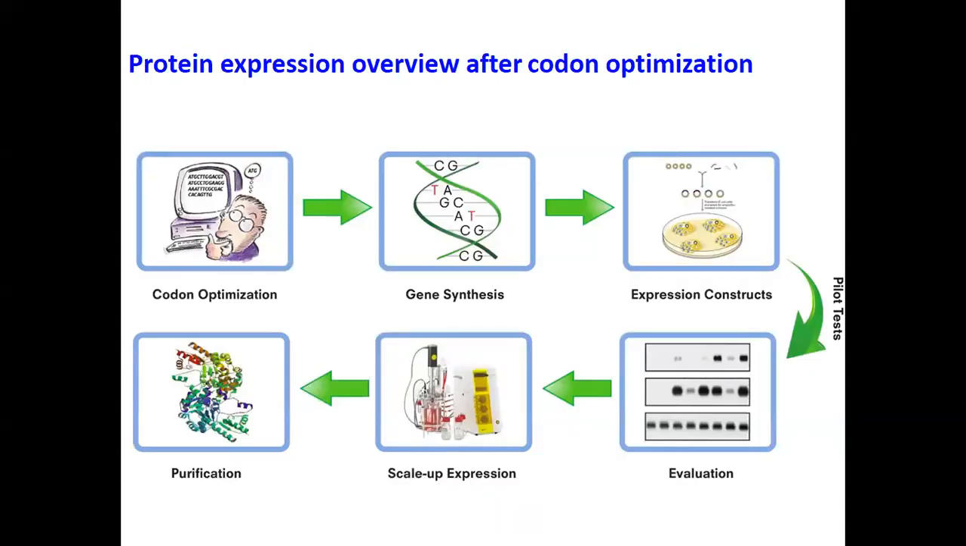So once you get the codon optimization, you select some genes and then synthesize them artificially. Then we clone this gene into our expression host, and then we evaluate. If we get our corresponding band, then we can go for scale-up of expression and purification. After purification, we can use it as a drug probe, or if we want to study three-dimensional structure, whatsoever.